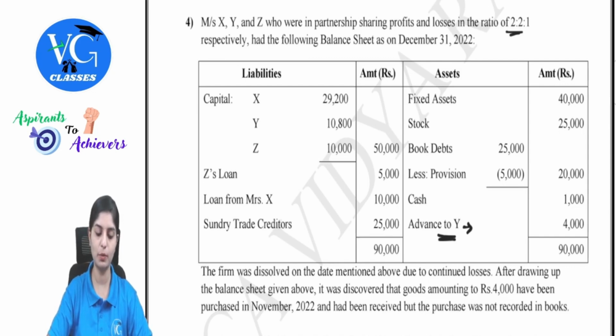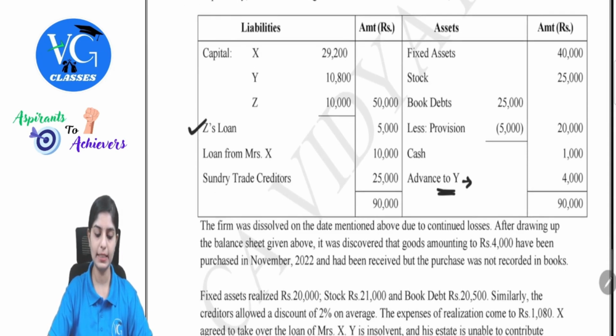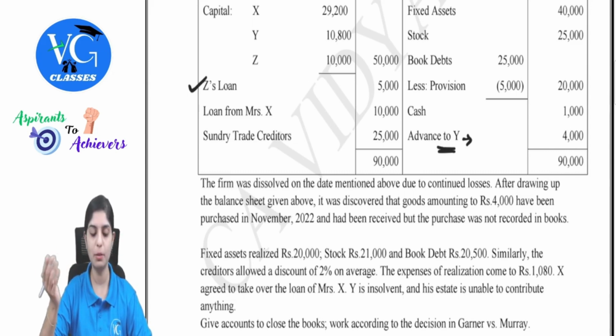Capital balances of X, Y, Z are given. Z's loan is there. So there is a liability, loan from Mrs. X, and then sundry trade creditors. The firm was dissolved on the date mentioned above due to continued losses. After drawing up the balance sheet given above, it was discovered that goods amounting to 4,000 purchased in November had been received, but the purchase was not recorded in books.